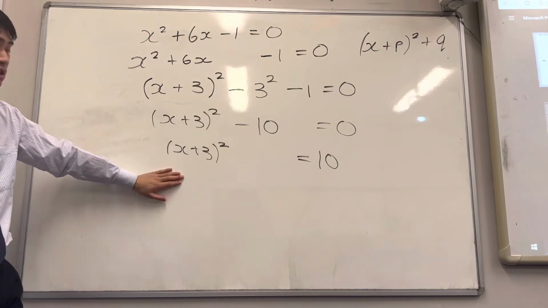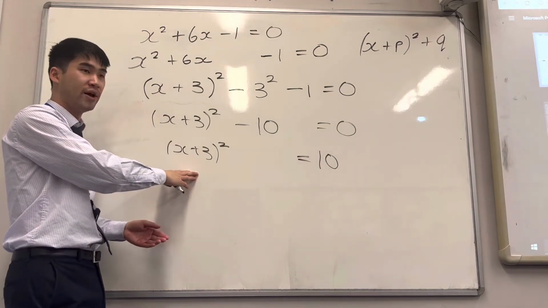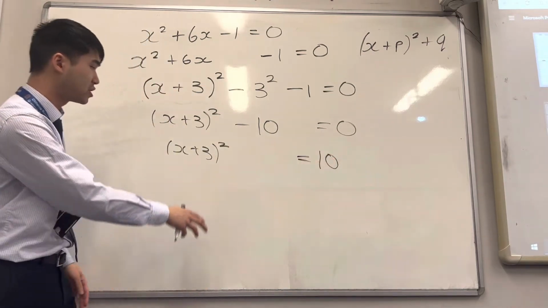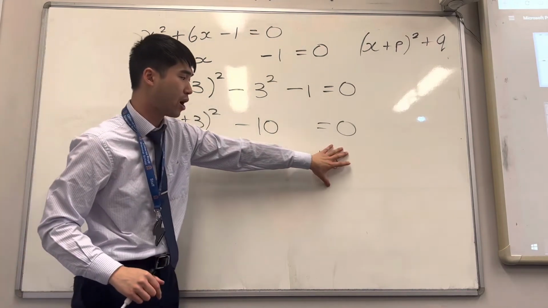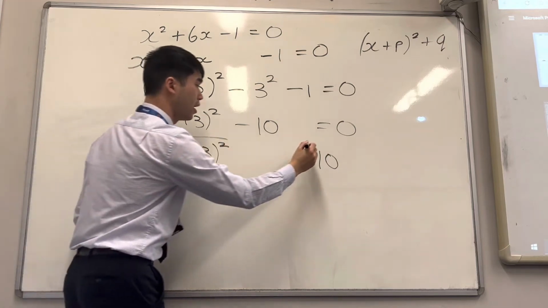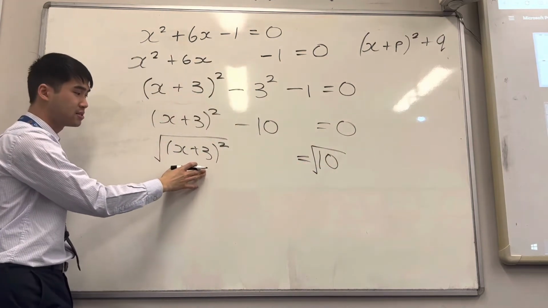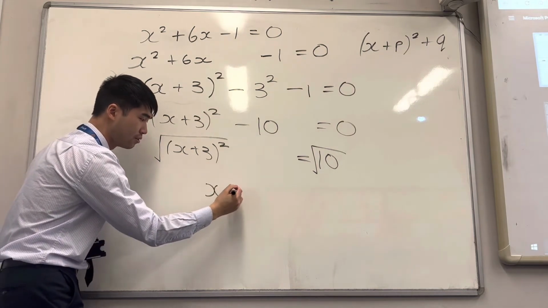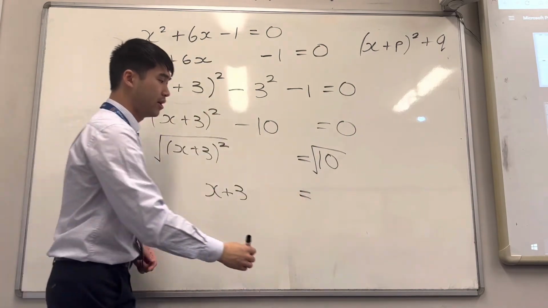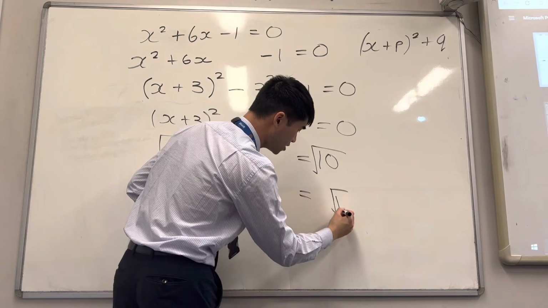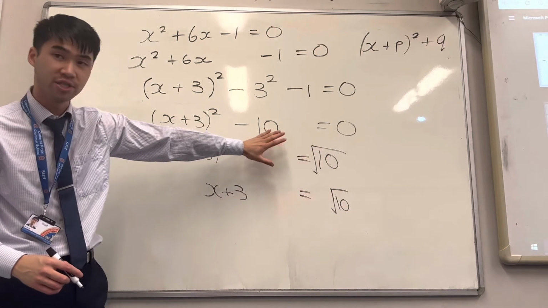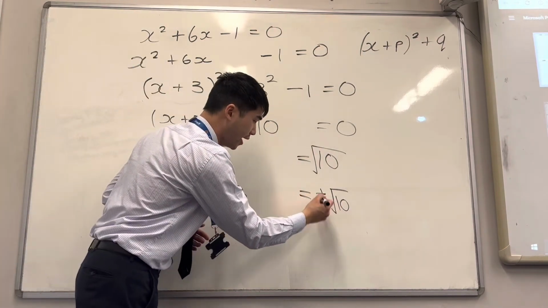Okay. Now, you could expand this and solve it as a quadratic. What we can also do is square root both sides. So if I square root x plus 3 squared and square root 10, I'm going to get the square root of this and the square root of this. Now, if I square root this, it'll just leave me with x plus 3. And the square root of 10 is just the square root of 10. You can't simplify that. It doesn't get any simpler. But don't forget, if you square root a positive number, you get a positive or negative answer.